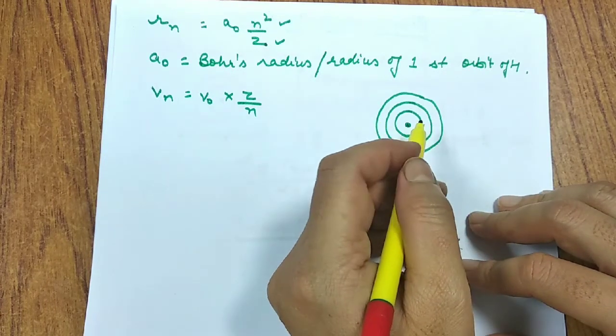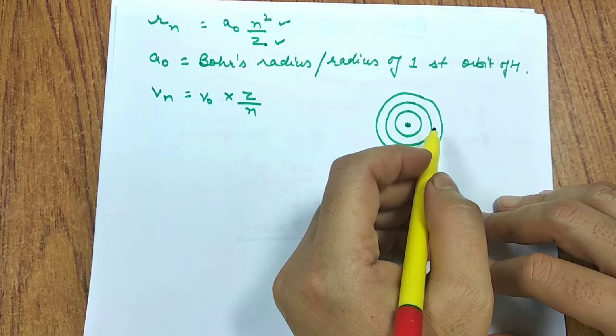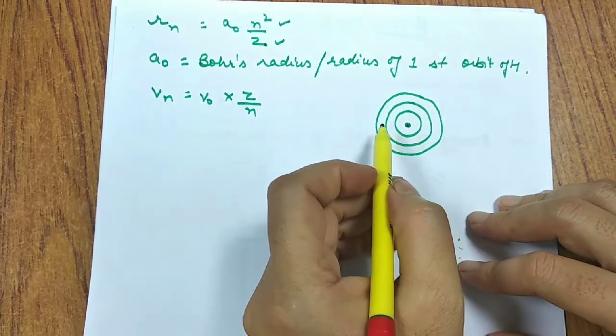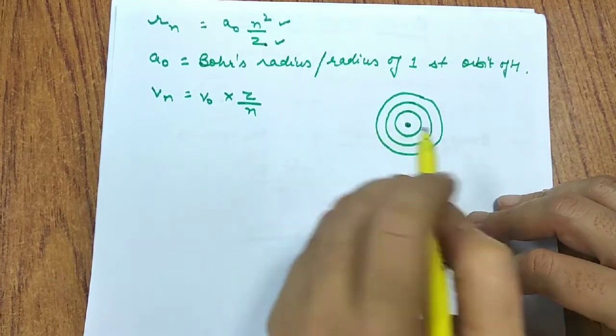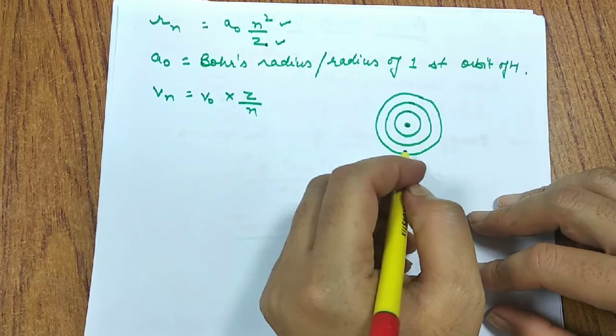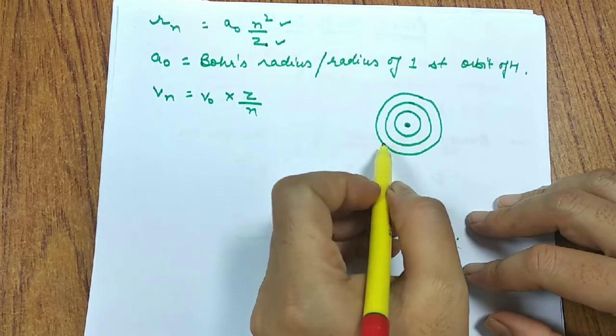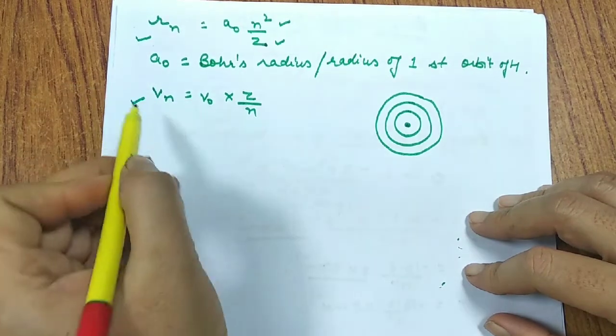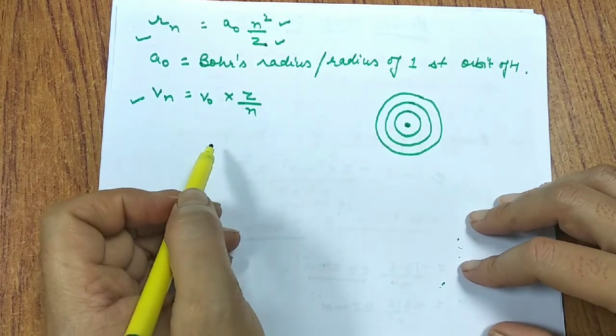These orbits, he said, are stationary orbits. Stationary doesn't mean that the electrons are fixed. It means that the energy of this particular orbit is fixed and does not change with time. We call them 1, 2, 3, 4 or K, L, M, N shells. The energy, the radius, and the velocity can be calculated by the formulas given by Bohr.